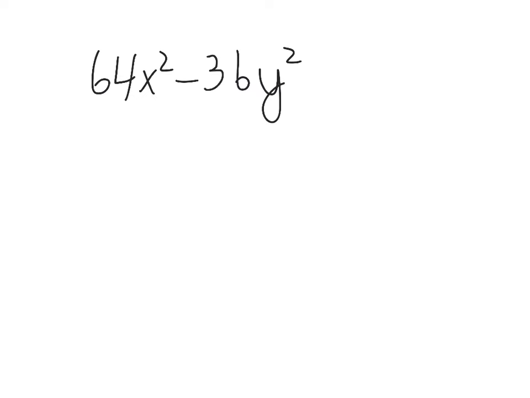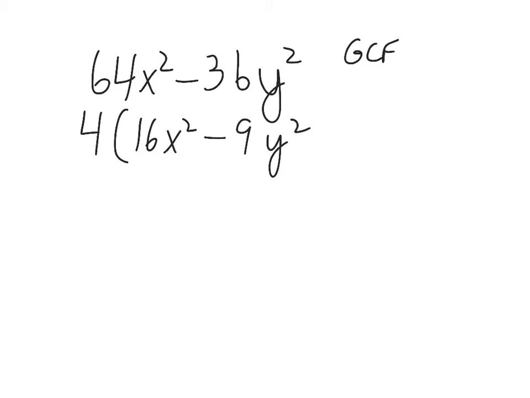Well, first thing we're going to do is look for a GCF, because remember, GCF should always be done first. So it looks like I can take out a 4. If I take a 4 out of that, I'm left with 16x squared minus 9y squared. And after a while, if you practice these enough, you start recognizing the numbers. Even on the SOL, the state tests of Virginia, they don't put a lot of high numbers in there. They just want to see if you know the concepts.